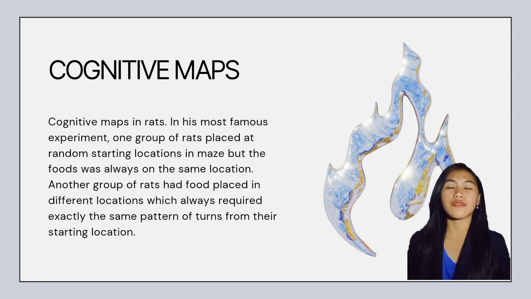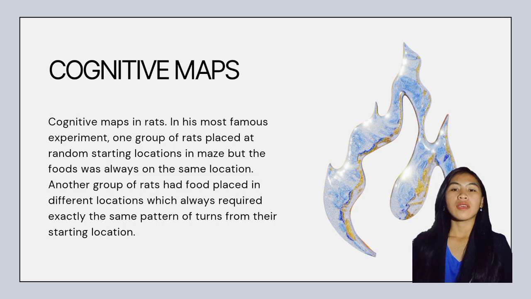This is Tolman's famous experiment on cognitive maps in rats. In his experiment, one group of rats was placed at random starting locations in a maze, but the food was always in the same location. Another group of rats had food placed in different locations, which always required exactly the same pattern of turns from their starting location.